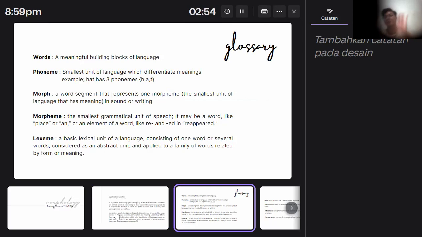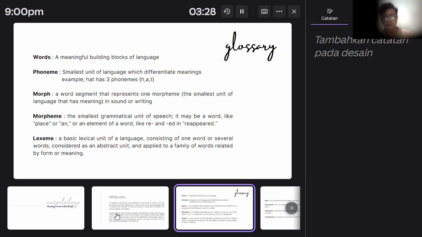Before we go to the main point, we are going to study the glossary that I have summarized. The first is word. A word is the meaningful building block of language that we typically write and talk. The next is phoneme. A phoneme is the smallest unit of language which differentiates meanings. For example, the word head has three phonemes: H, E, and D.